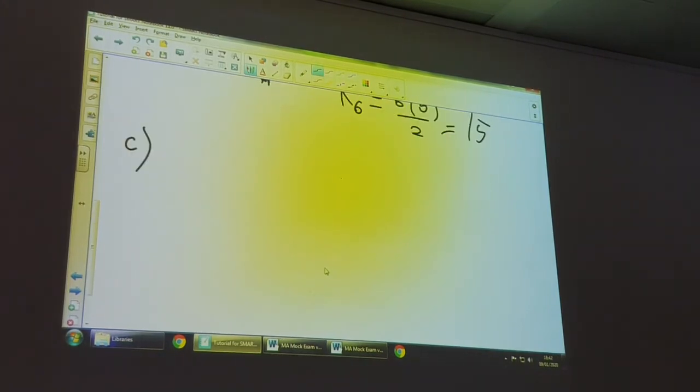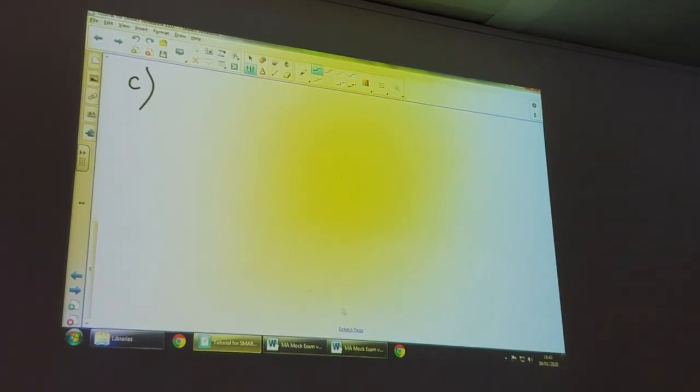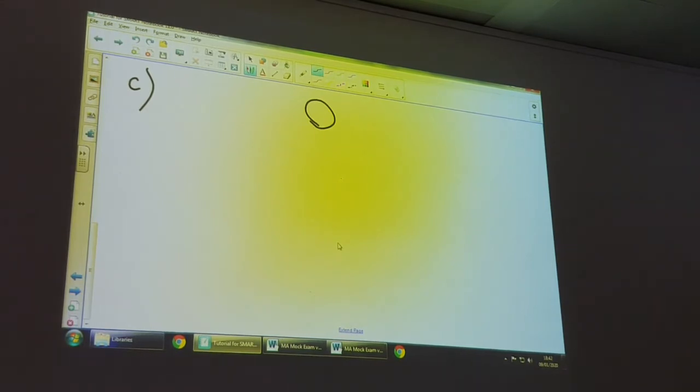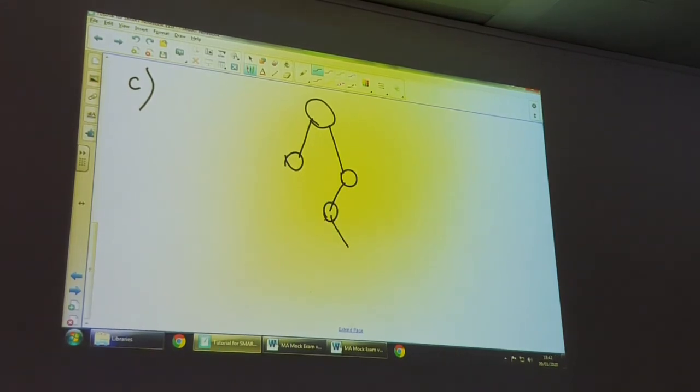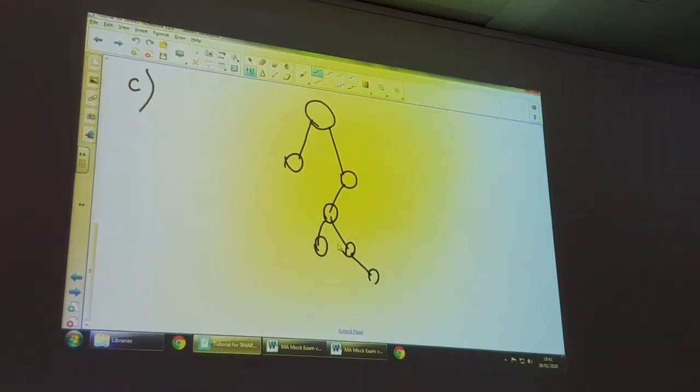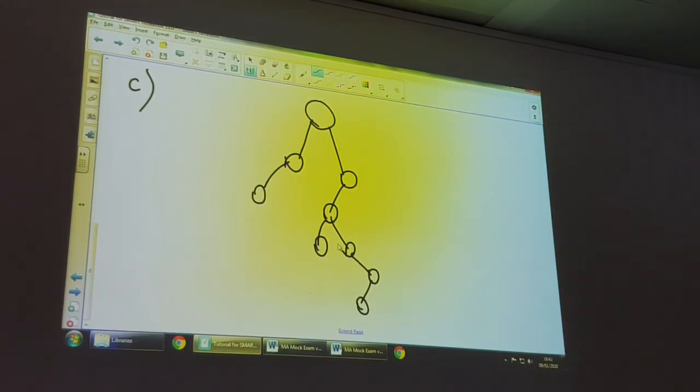C might be false. I think C is false, because the root is on the bottom. Binary tree structure. In a binary tree, any node can have up to two children. So a potential binary tree structure can look something like this. Yeah, that's a nice binary tree. Up to two children.